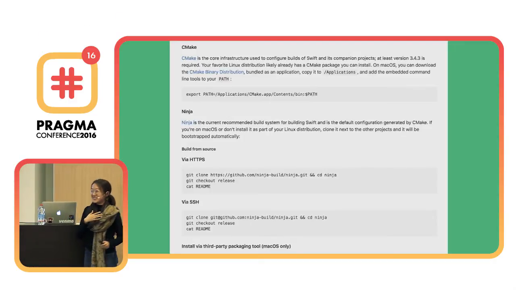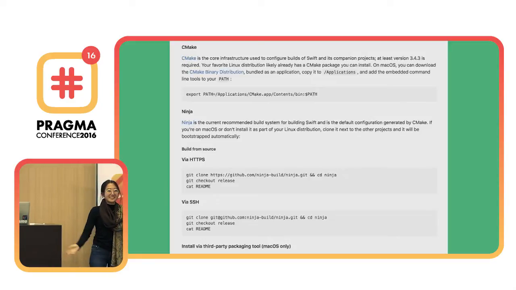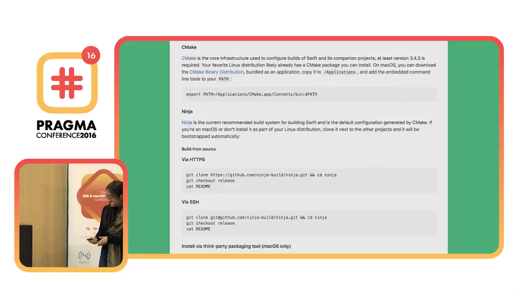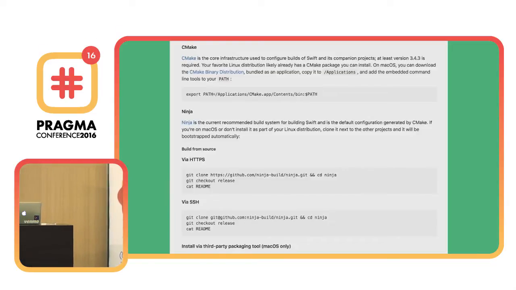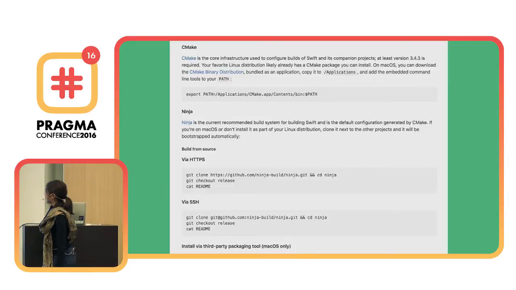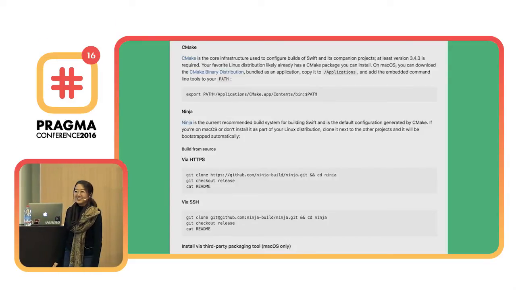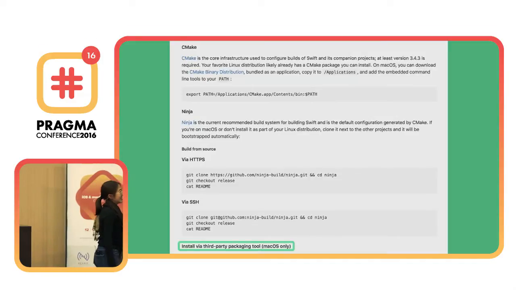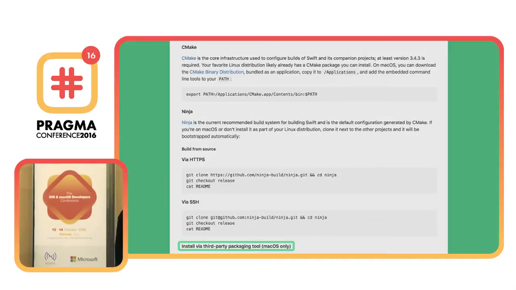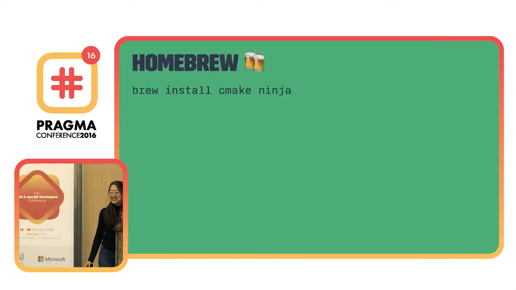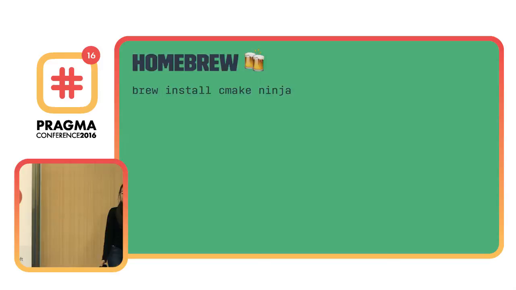I don't know about you, but I don't like building things from source when I don't have to. If you like doing that sort of thing, be my guest. But for those of you who don't want to build things from source, there's a little section at the bottom that says you can install via third-party packaging tools. So instead of building stuff from source, you can just run brew install cmake ninja. I highly recommend doing that. Just skip over the stuff about building from source, because it's a lot easier. And if anyone has trouble setting up Homebrew, let me know, because I think I've run into every possible issue with Homebrew, so I can probably help you out there.